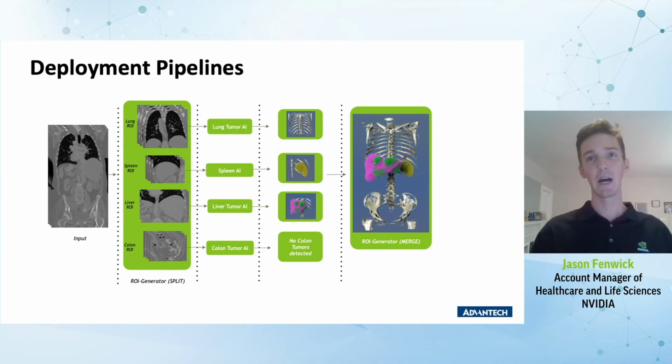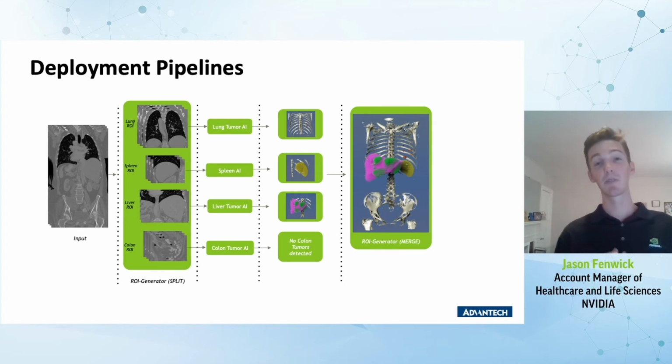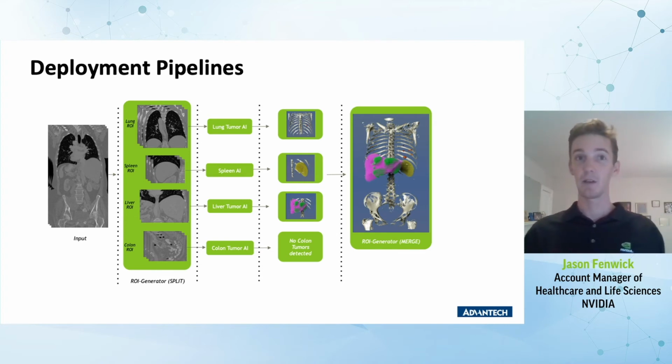Results from these AI operators are merged into a single volume and can be visualized in real time with the render service. All of this compute-intensive AI inferencing and rendering can be performed on a GPU such as the RTX 6000 in a USM 500.